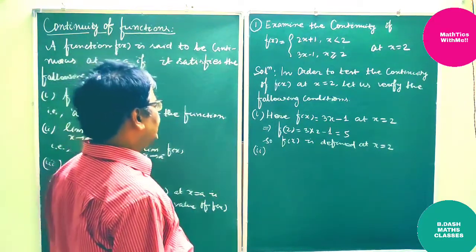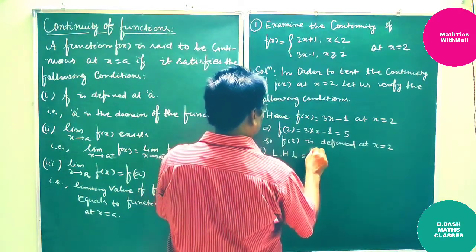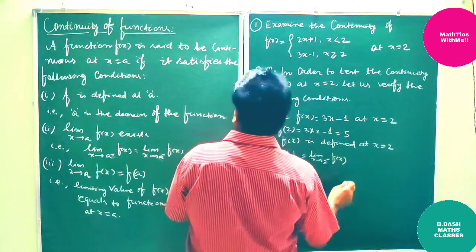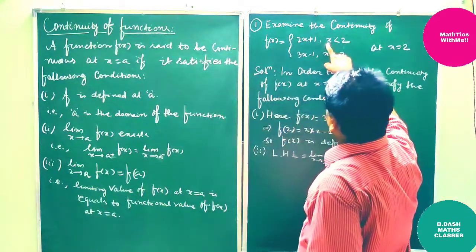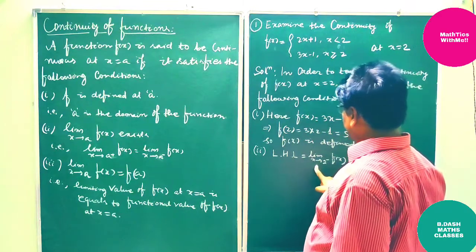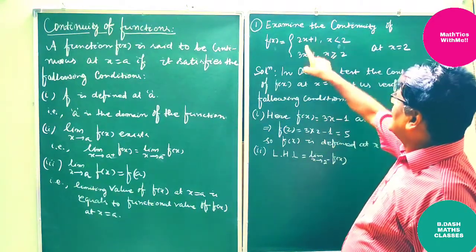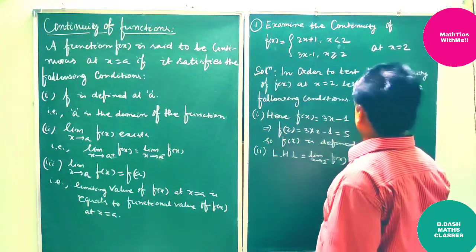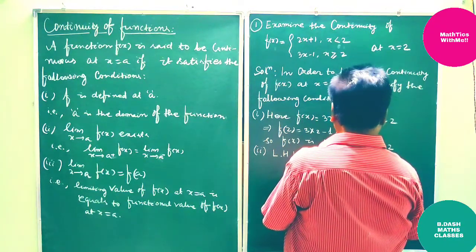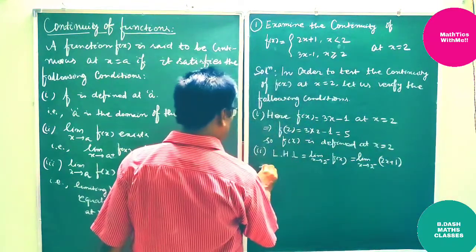So we have to find the left hand limit, then the right hand limit. Left hand limit of the function is equal to the limit as x tends to 2 minus of f of x. Here 2 minus means x less than 2, f of x is equal to 2x plus 1. So when x tends to 2 minus, the value of x is slightly less than 2. So in that case our functional value is 2x plus 1. So we can write this as the limit as x tends to 2 minus of 2x plus 1.